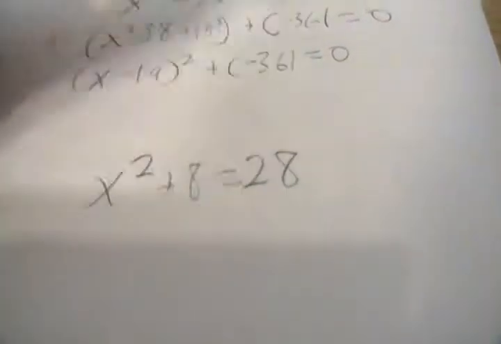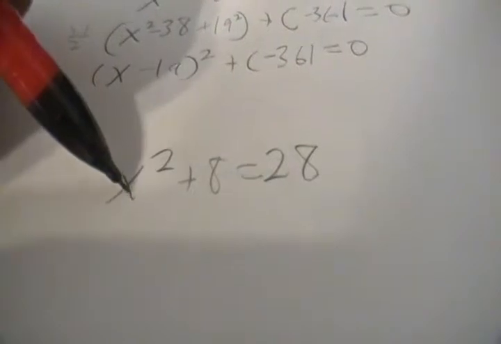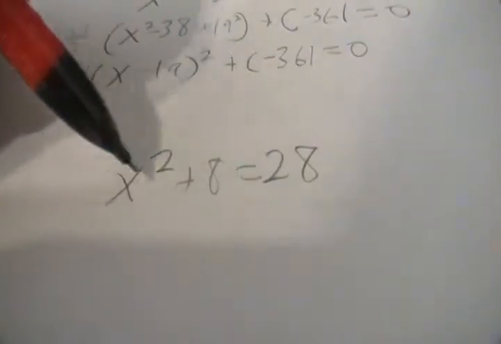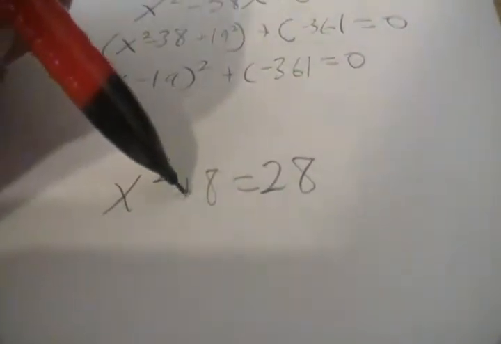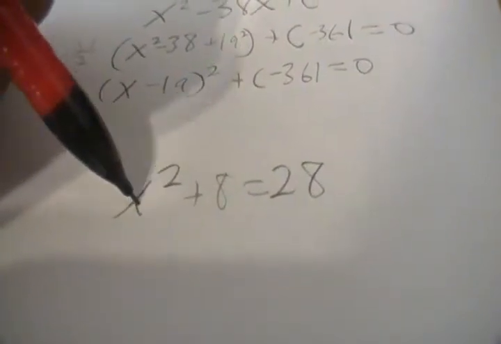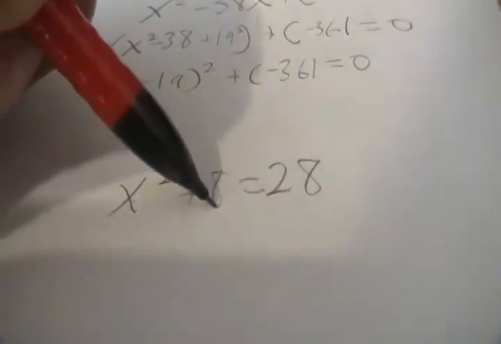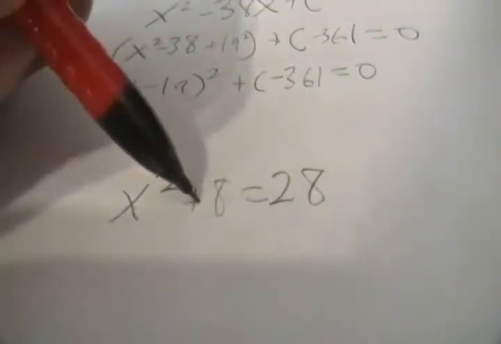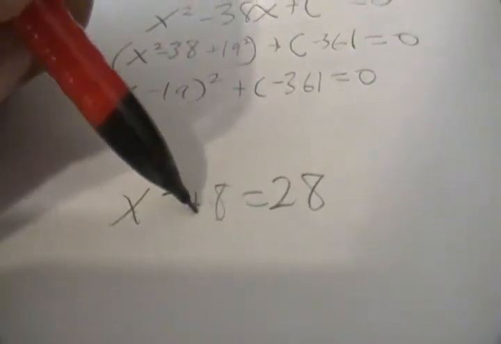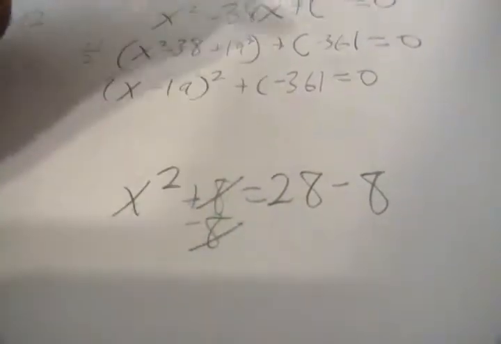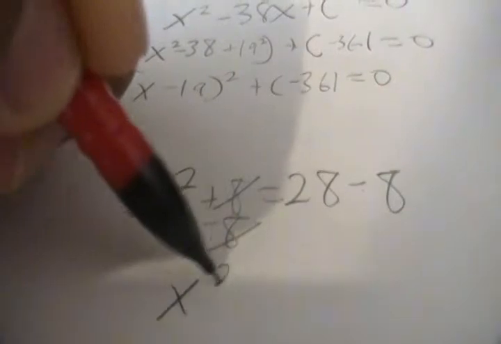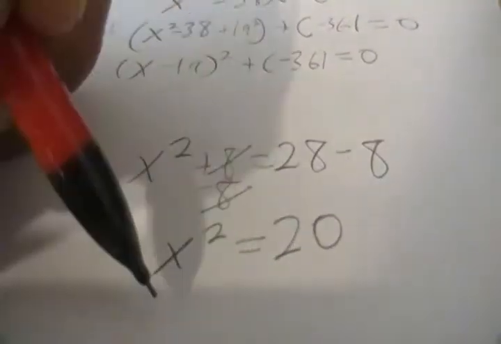Now let's take another problem. Let's say x squared plus 8 is equal to 28. We have to isolate the variable from the numbers. To do that, we have this 8 come over to the other side. So to the positive 8, we subtract 8 from both sides. 8 minus 8 is 0. So you get x squared is equal to 28 minus 8, which is 20.